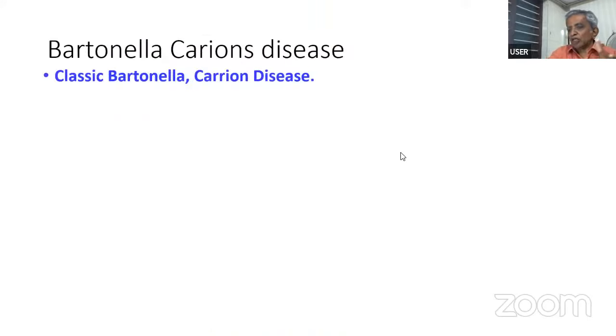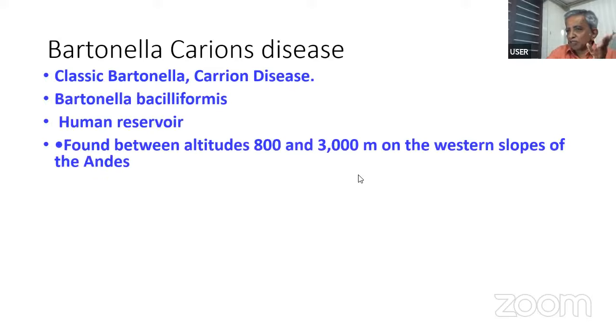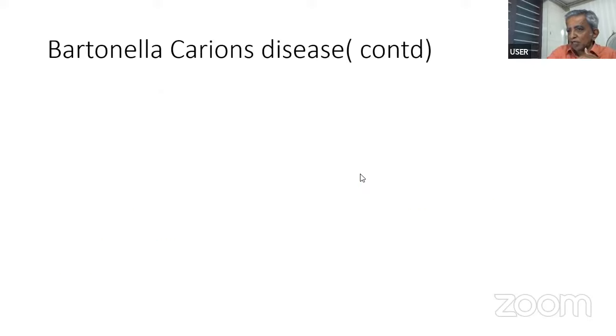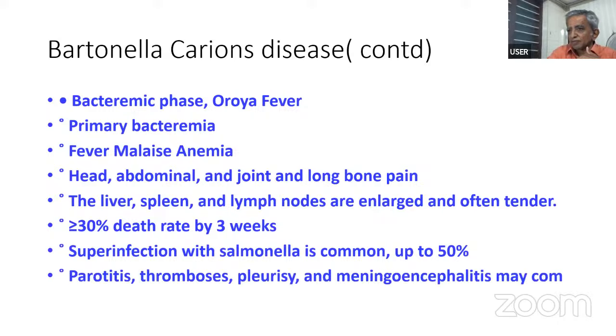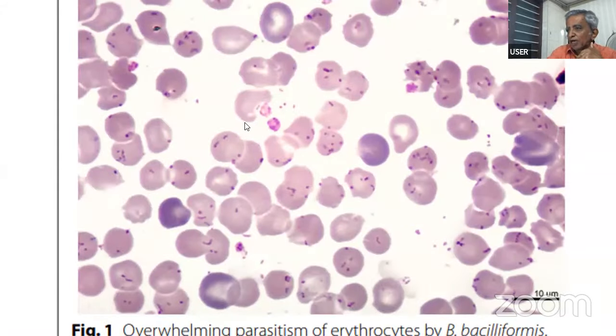Now, Bartonella is not a problem here, but I will show the slide. Bartonella bacilliformis, human reservoir, it is not common here. I am just skipping it. It is not applicable to our patient. This is the Bartonella. Again, it contains intra-erythrocytic organisms stained. How many organisms are there? Every RBC is filled with organisms. This is a picture of a Bartonella infection.